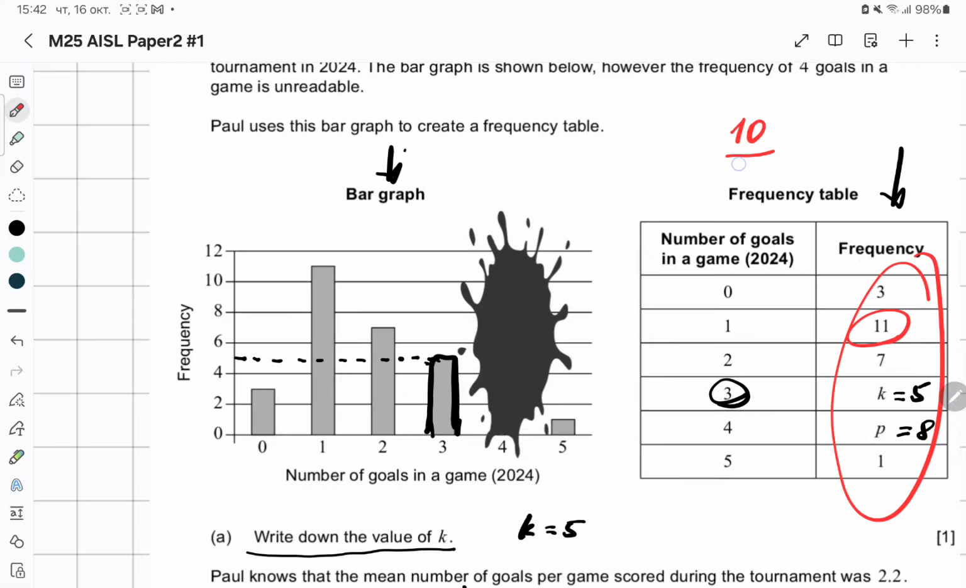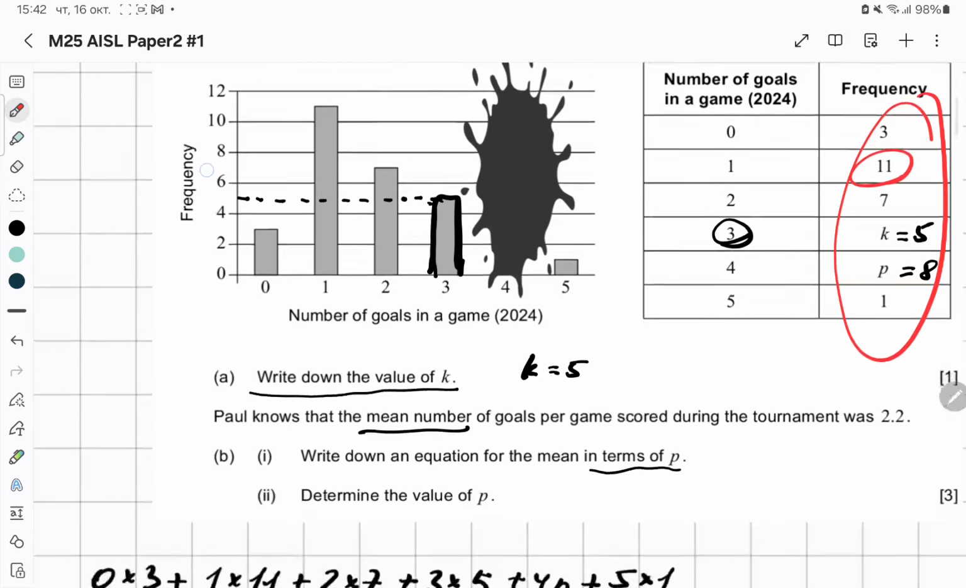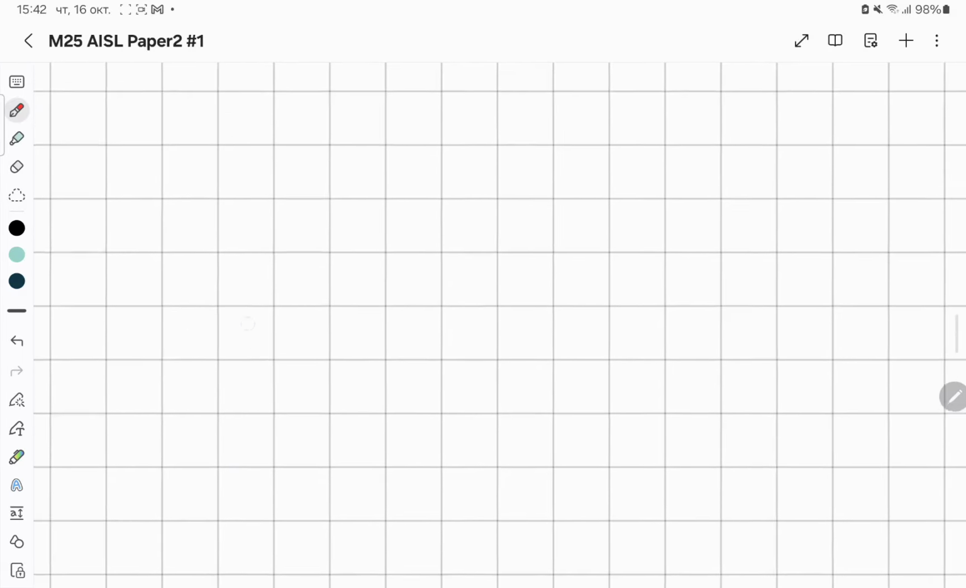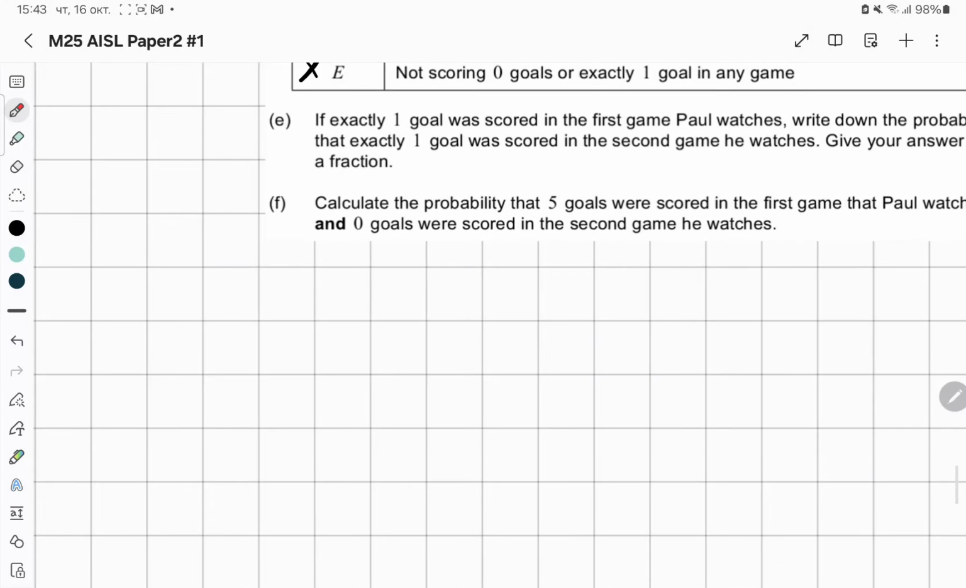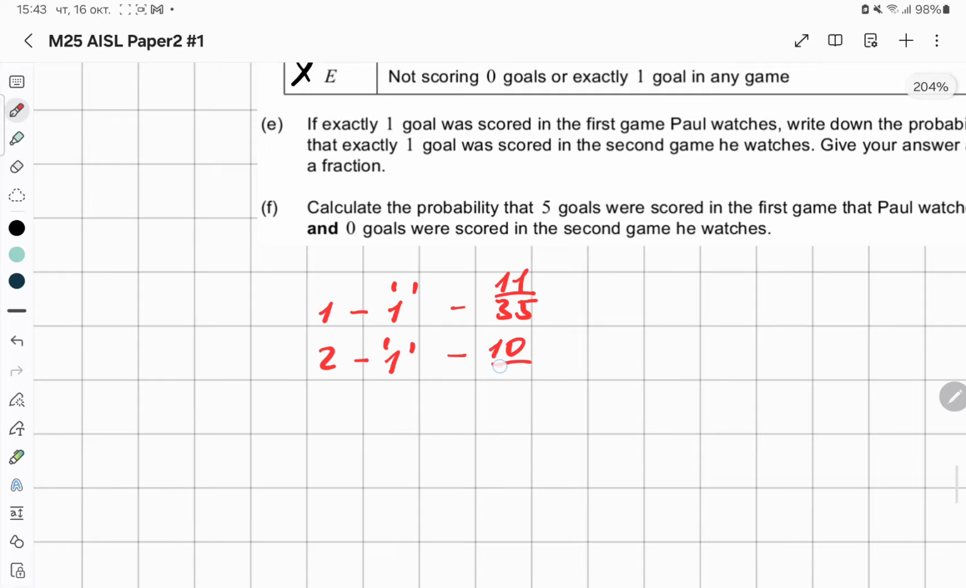If we calculate 35 minus 1, because 1 goal is already used in the first game. So it's a bit tricky, but once you understand the idea, it will be clear. In the first game it scored 1 goal, and the second game also 1 goal. So in total it was 11 out of 35, and for the second game it's going to be 1 less for numerator and the same for denominator. So the answer is 10 over 34.